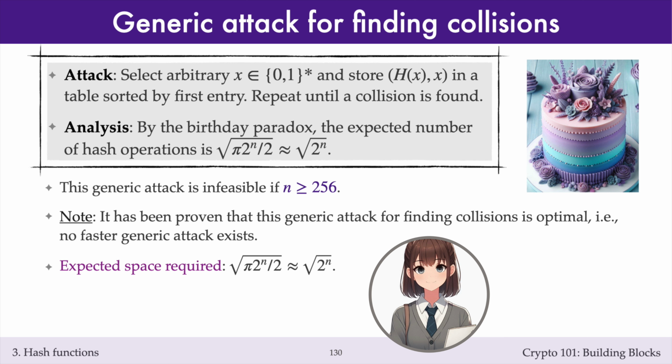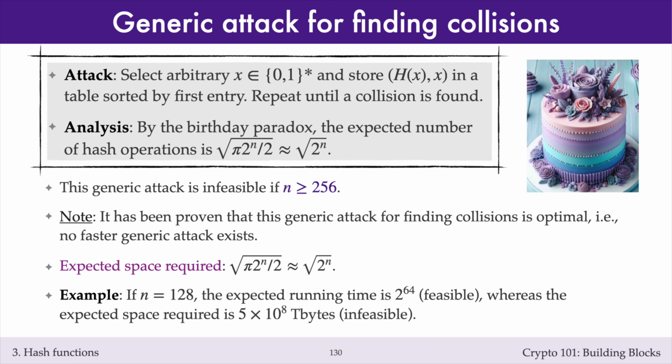The size of each table entry is n bits for the hash value, and I'll say n bits for the message x. So the size of the table is roughly the square root of 2 to the power n times 2n bits. If n is 128, then the expected running time of the generic attack for finding collisions is 2 to the 64, which is considered feasible. However, the expected space required is roughly 500 million terabytes. Recall that 1,000,000 terabytes is 1 exabyte, and so the expected storage for the attack is 500 exabytes.